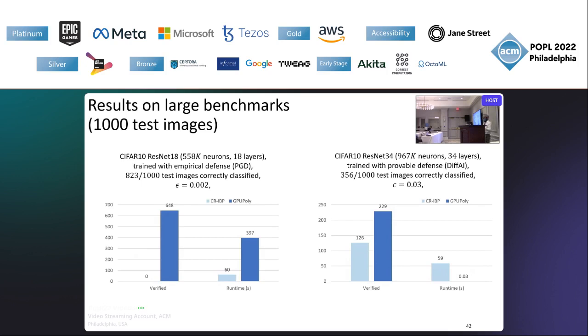Now here we are comparing Crown IBP, which is one of the state-of-the-art methods that scales to larger networks, and GPUPoly, which is the GPU version of DeepPoly, because the CPU implementation does not scale here. So we again compare how much we can verify. In this case, Crown IBP verifies nothing, while GPUPoly is able to verify 648 of these instances. The runtime of GPUPoly is 6.5 minutes. If you look at ResNet 34, 1 million neurons, the runtime of GPUPoly is a few milliseconds, right?